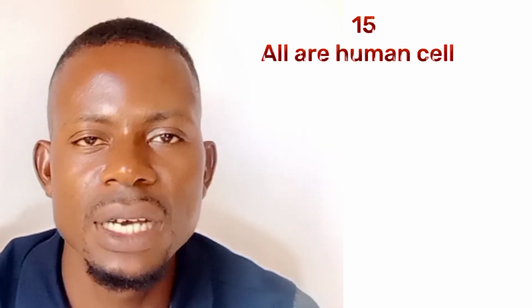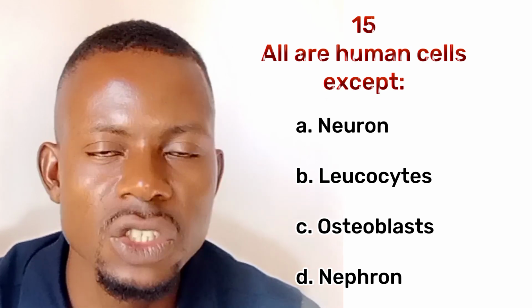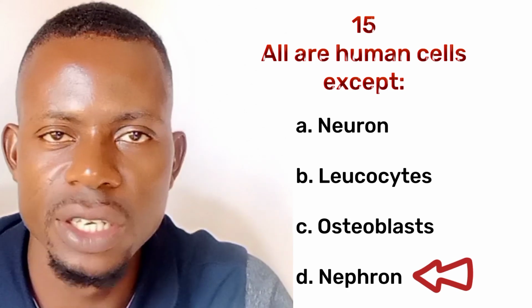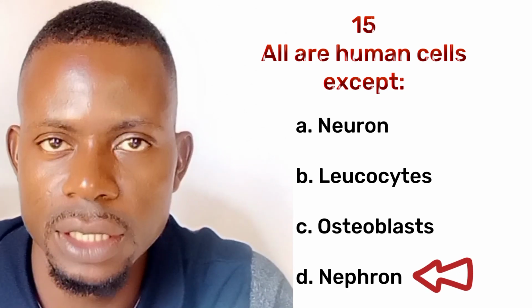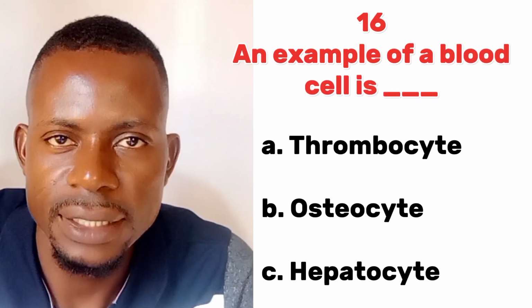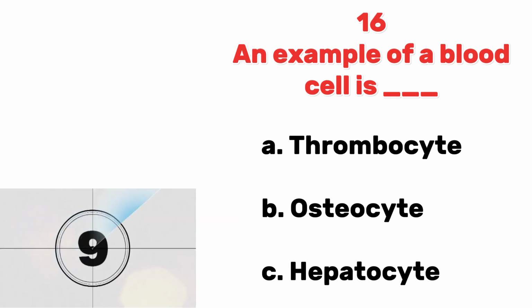Number 15, all of these are examples of human cells except neuron, leukocyte, osteoblast, and nephron. So the nephron is not a cell, it is a tissue in the kidney. Number 16, an example of a blood cell is dash. A. Thrombocyte, B. Osteocyte, C. Hepatocyte.